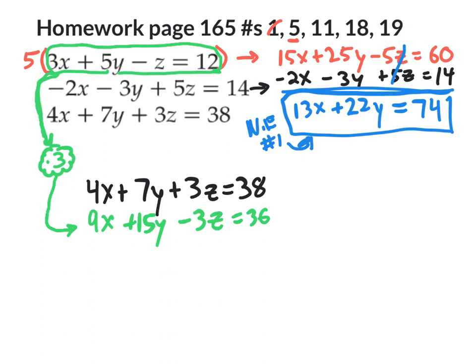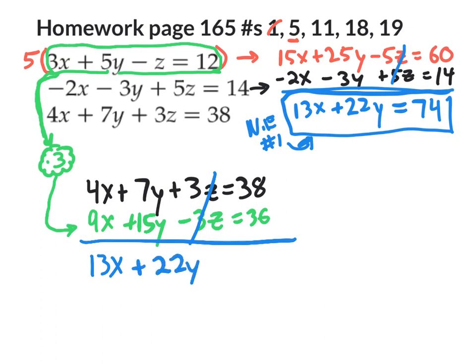So now we're going to combine those lines, giving us our new equation number 2 without the z's, right? The whole purpose of this was to eliminate the same variable, z, so we could get new equation number 2, 9 plus 4 is 13 with an x. 7 plus 15 is 22 with the y. And 38 plus 36 is 74. Again, this is our new equation number 2.